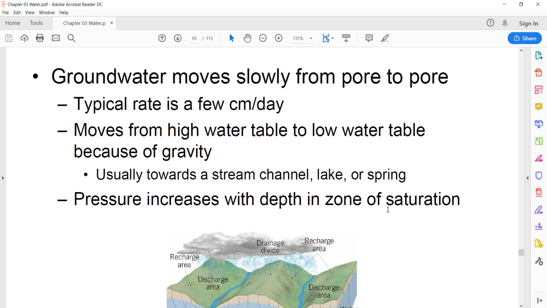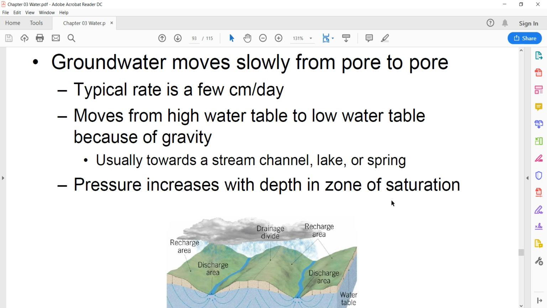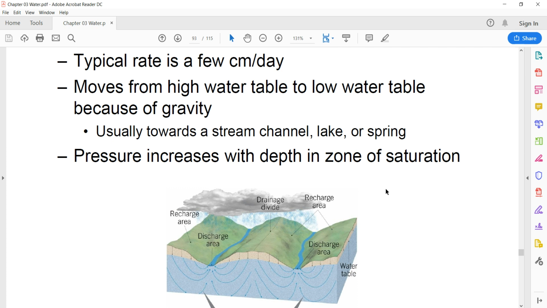Groundwater moves slowly from pore to pore. Typical rate is a few centimeters per day. It moves from high water table to low water table because of gravity, usually towards a stream channel, lake or a spring.